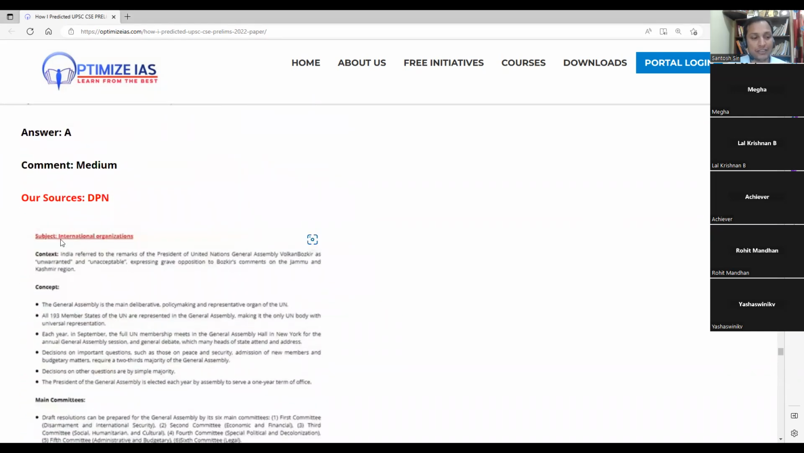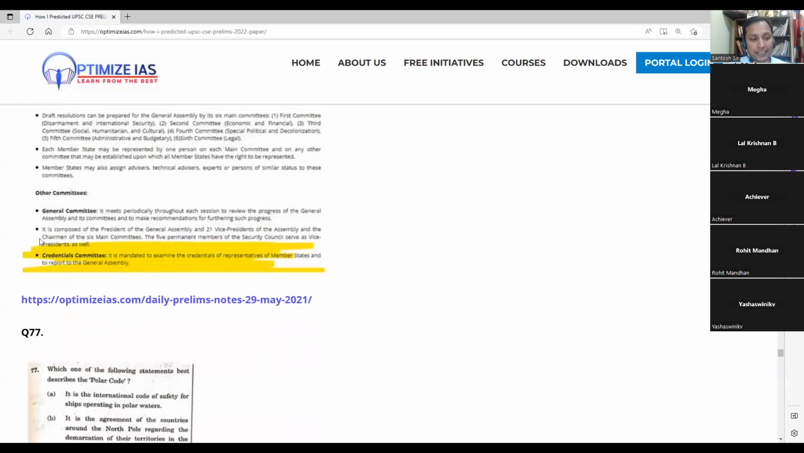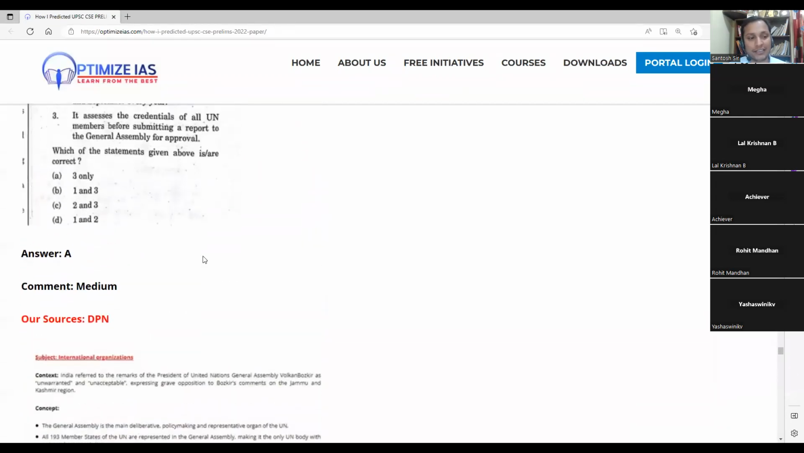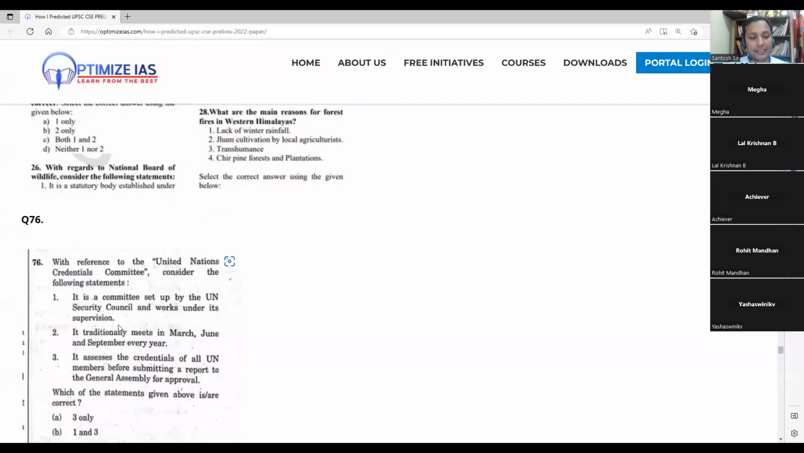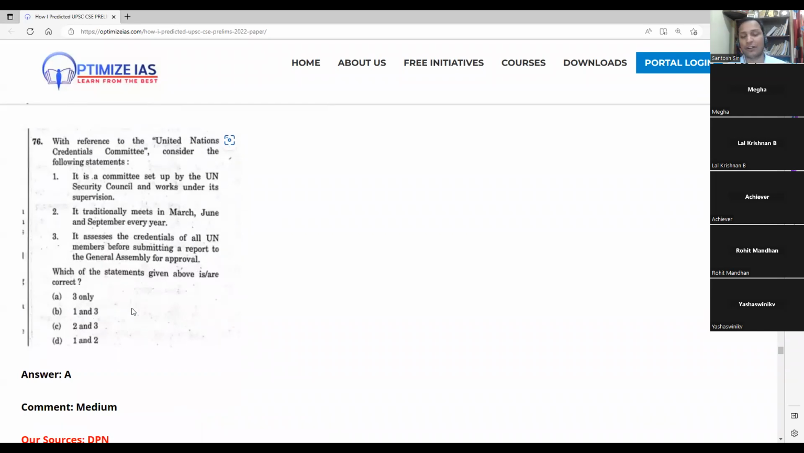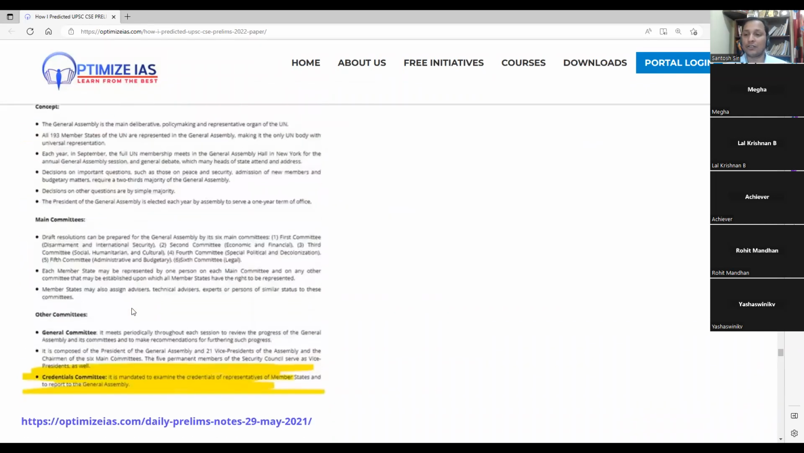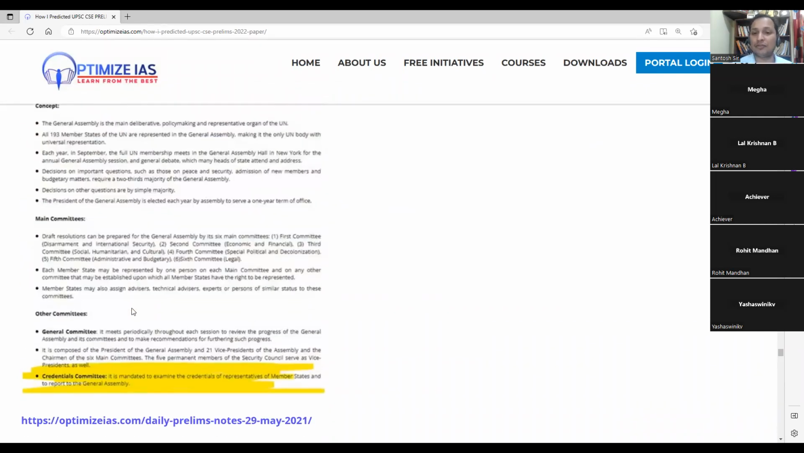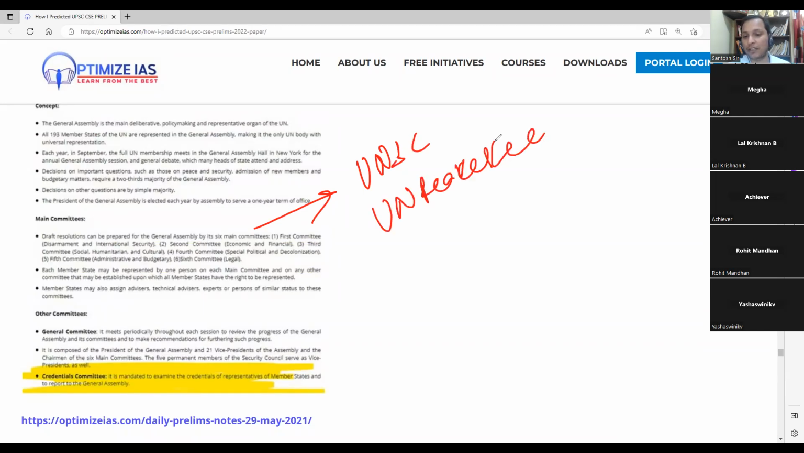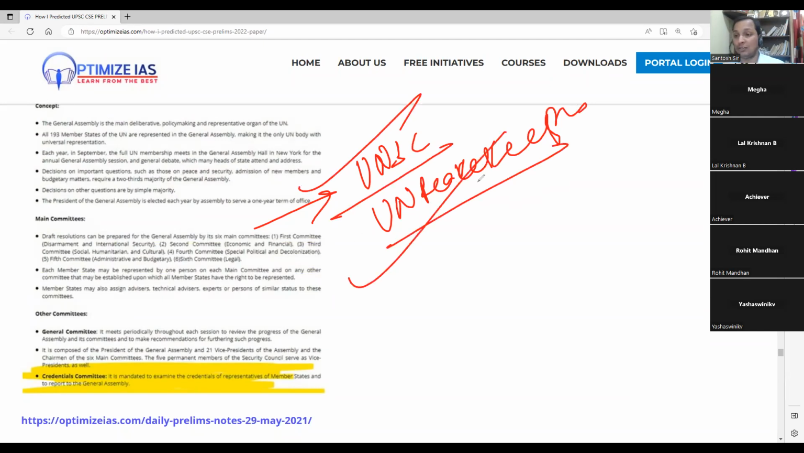UN Credentials Committee: last year they asked one question. Here you can see Credentials Committee, I had covered it in my DPN. Okay, I have not asked questions on it, so I have not added that. So can you tell me which UN body a question can come from this year? UNSC, Security Council, peacekeeping, prepare these two. UNSC and UN peacekeeping, UN Charter also prepare.